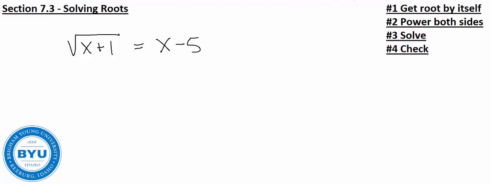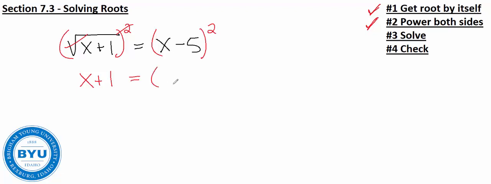Step number 1, we get the root by itself. It's already done. Good. Step 2, we've got to power both sides. So I'm going to square both sides. Now, when you square both sides, you have to square the entire side. So notice here, you're squaring the root, but over here you've got to square the x minus 5. So here the root cancels out with the power, leaving me with x plus 1. But here we've got x minus 5 squared. It's a binomial squared. So we're going to have to write that out twice and then multiply it out.